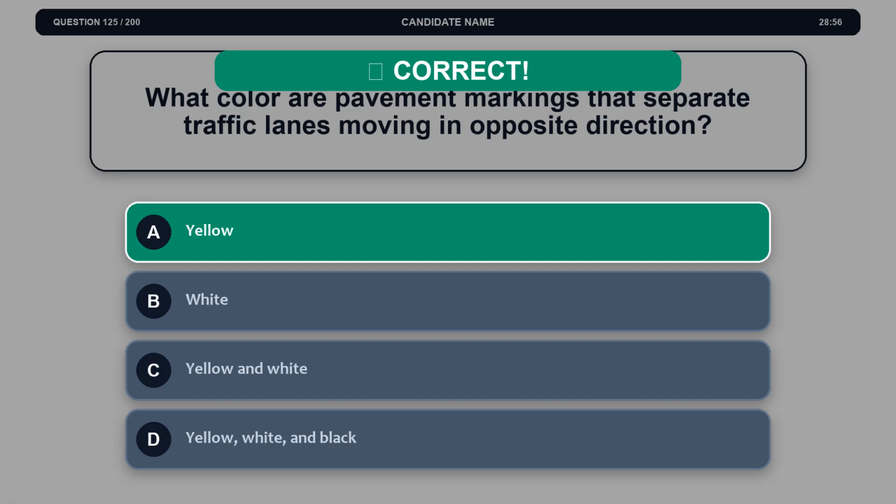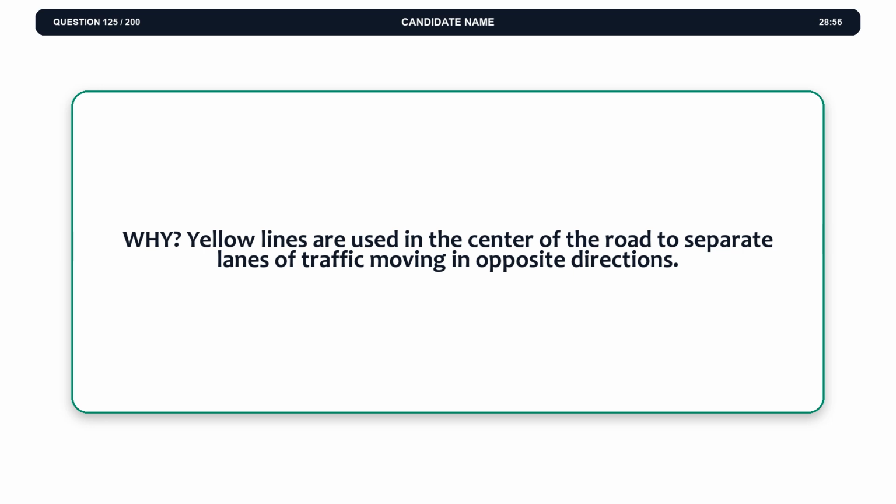The correct answer is option A, yellow. Explanation. Yellow lines are used in the center of the road to separate lanes of traffic moving in opposite directions.